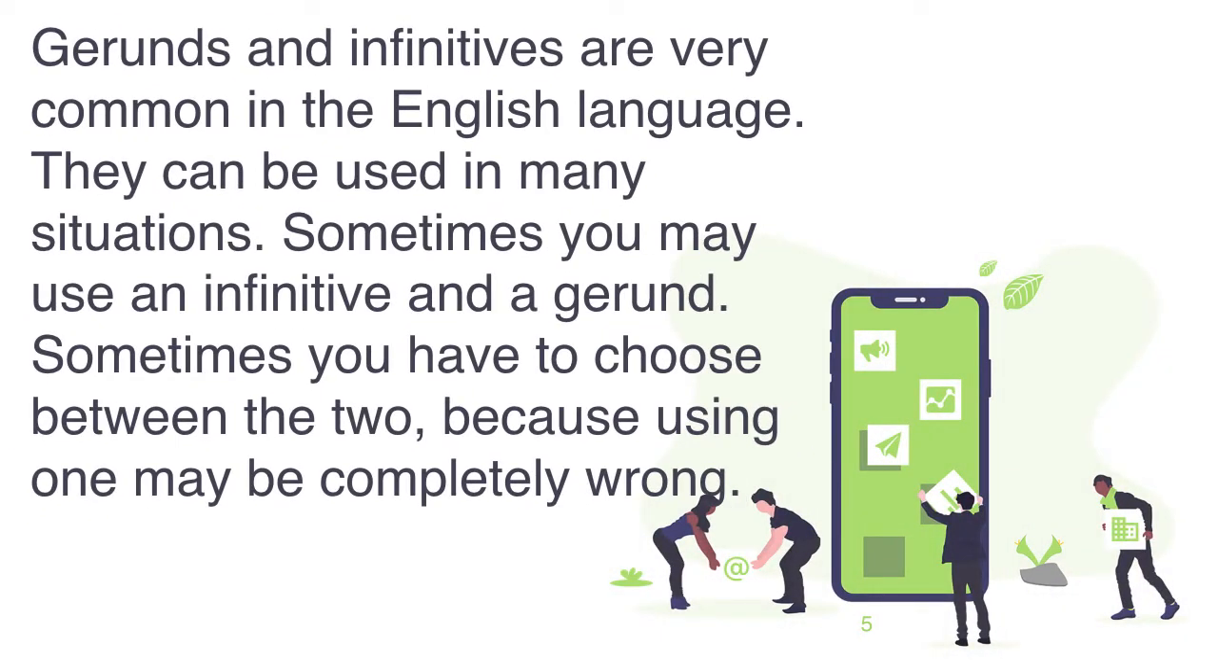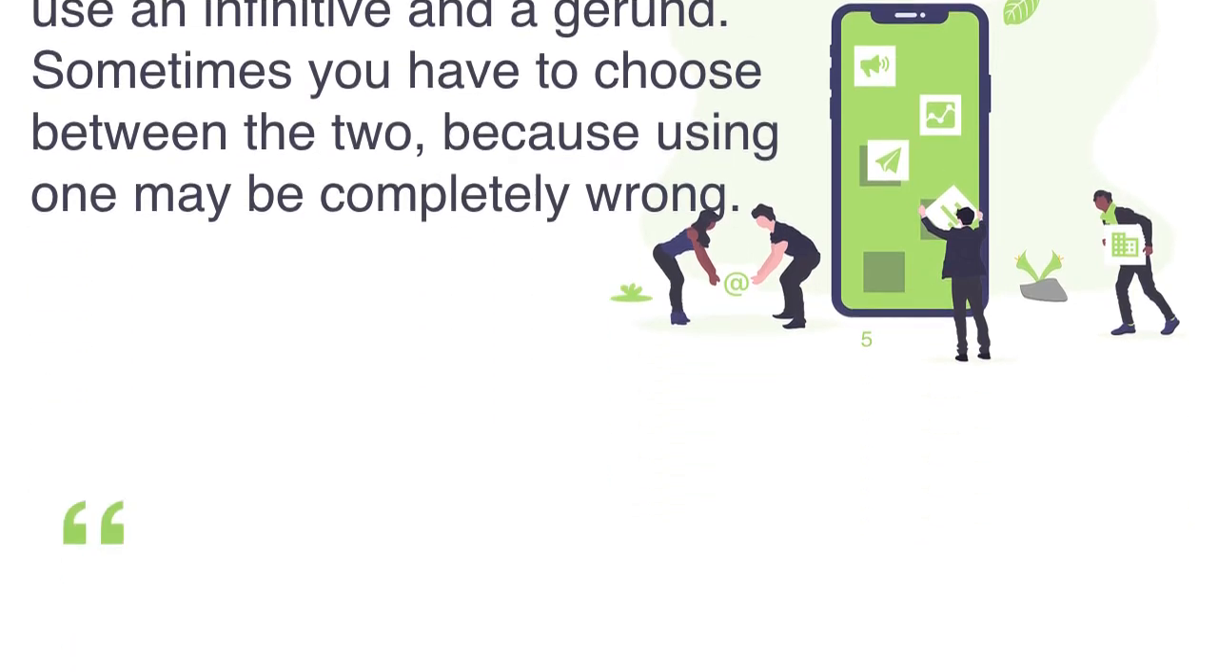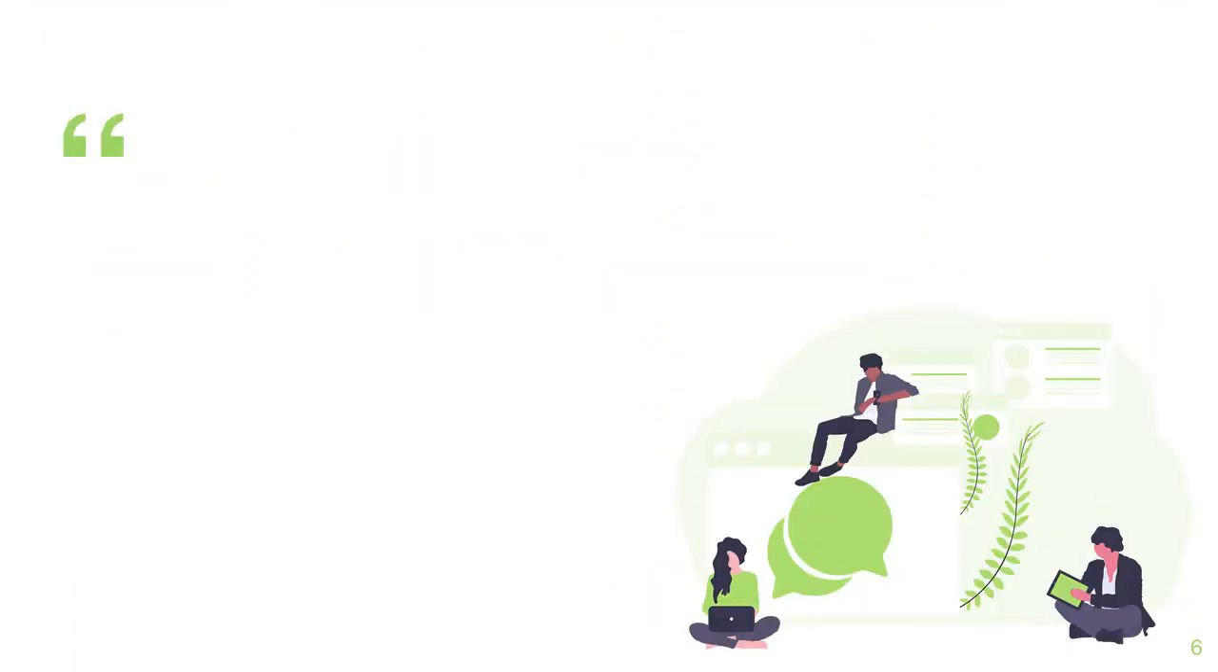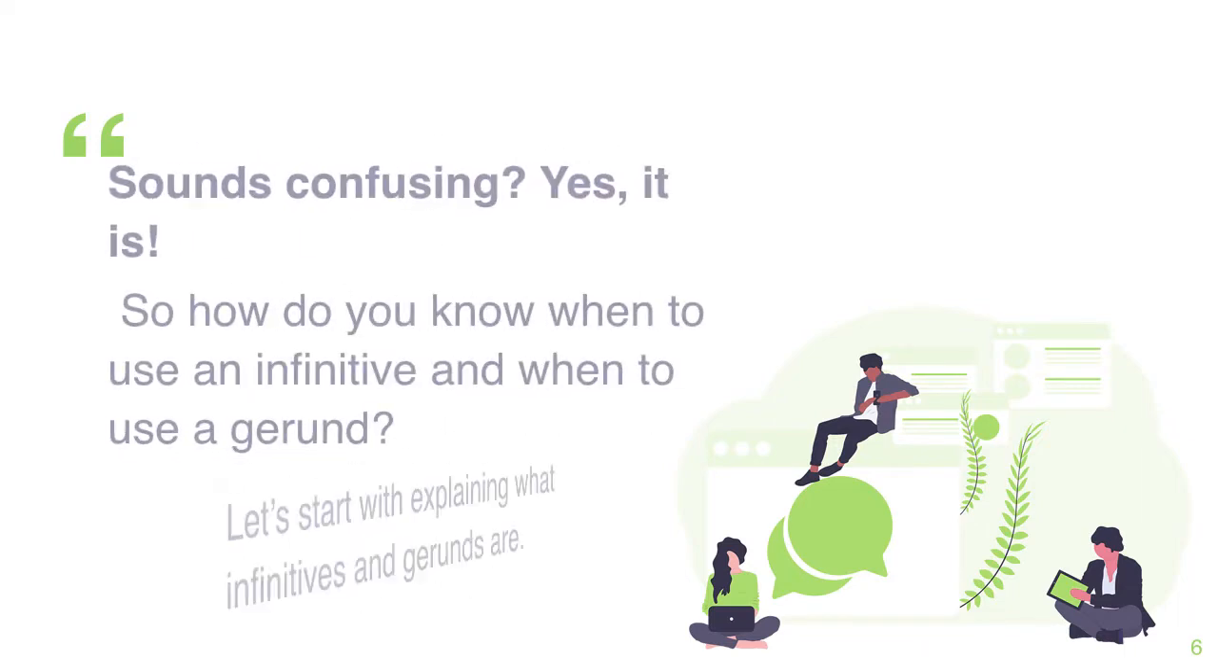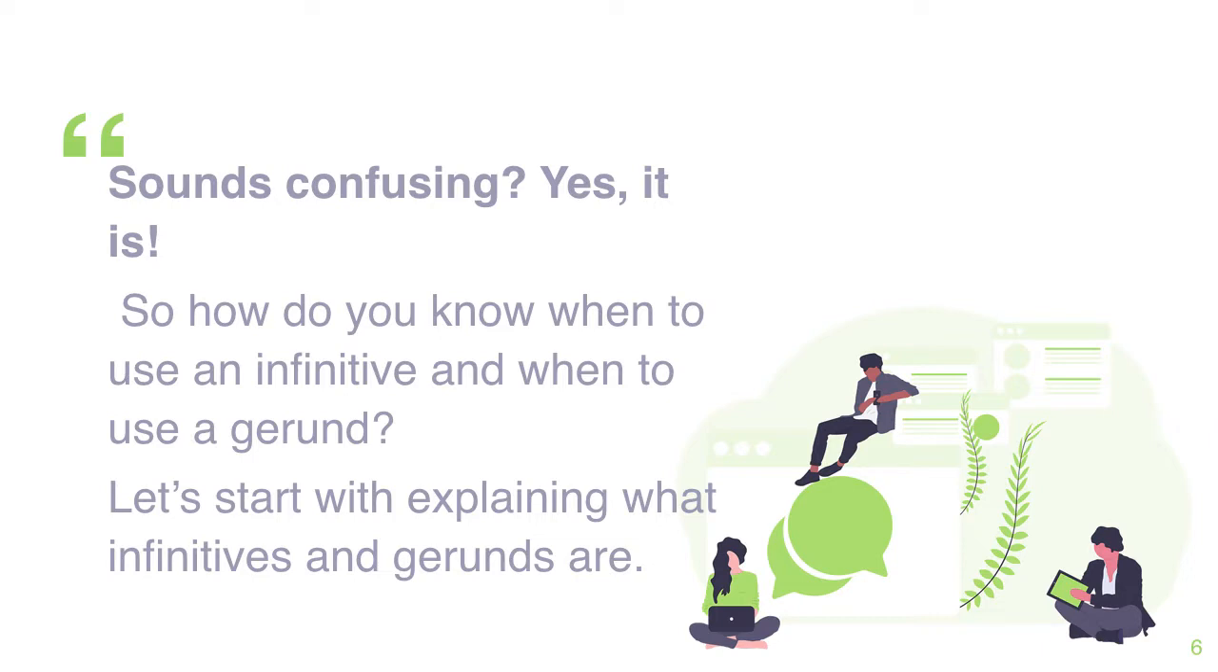So, gerunds and infinitives are very common in the English language. They can be used in many situations. Sometimes you may use an infinitive or a gerund, but sometimes you have to choose between the two because using one may be completely wrong. Sounds confusing. Yes, it is. So, how do you know when to use a gerund and when to use an infinitive? Let's start with explaining what infinitives and gerunds are.